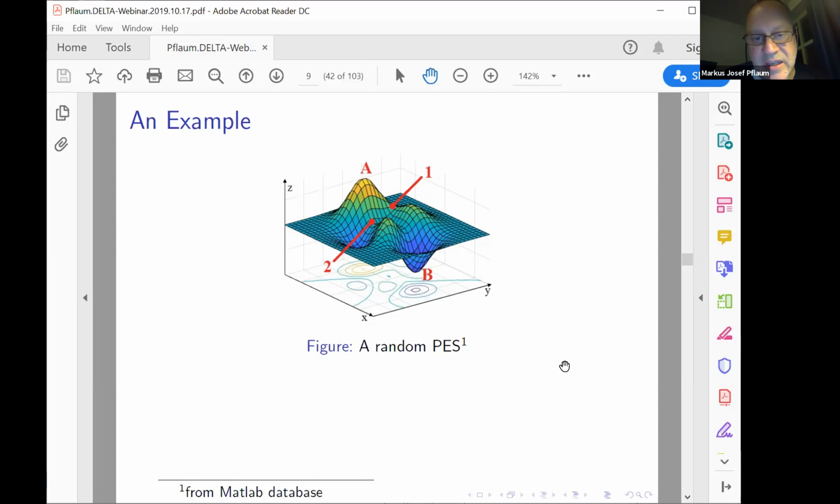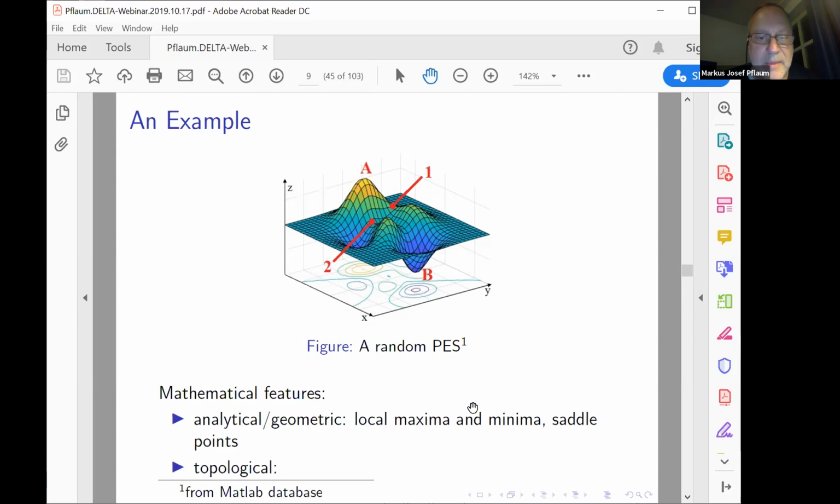So why is that the case? Also not clear. Okay, but there's another question. We want to look into topology and, well, the features we have discussed right now are analytic geometric. So local maxima and minima, saddle points. So these are typical questions of analysis and geometry. But where's the topology? Another question for the students. Where's topology here?